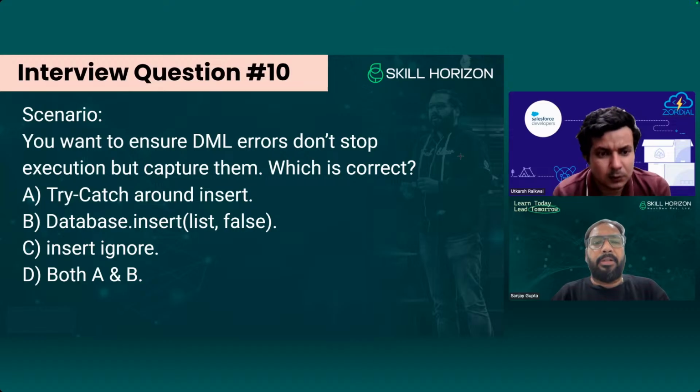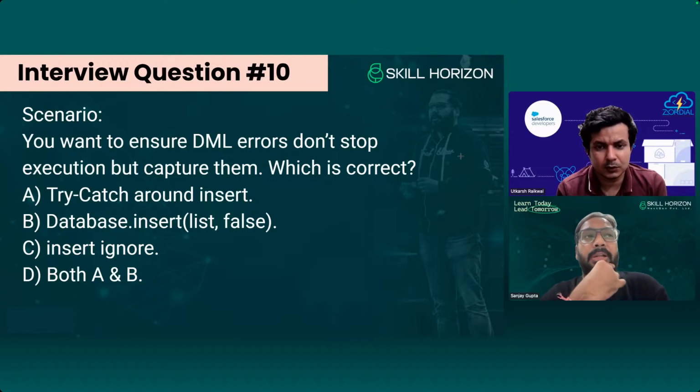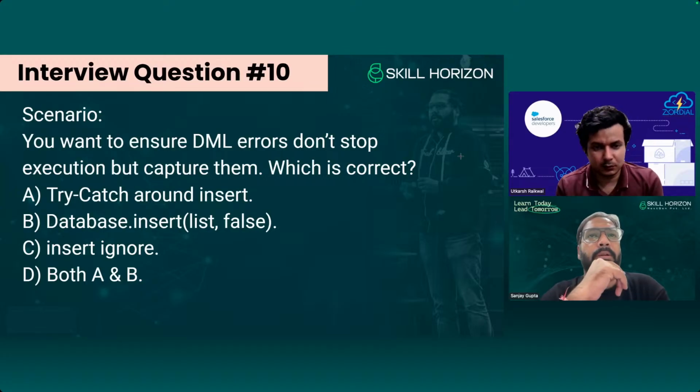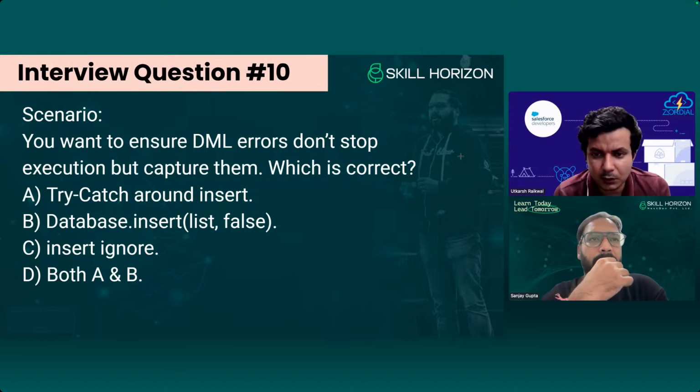Okay, so we have another question for you, and this is question number 10. You want to ensure DML errors don't stop execution but capture them. Which is correct? A, try catch around insert; B, Database.insert; C, insert ignore; D, both A and B. So what would you suggest?